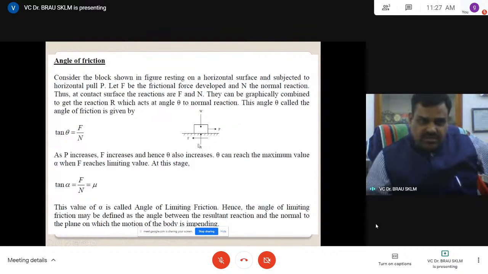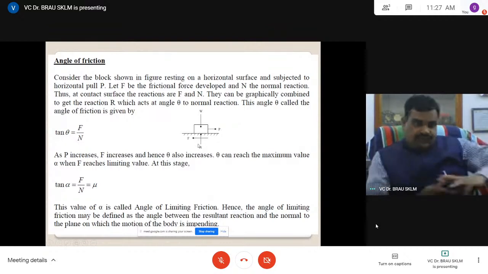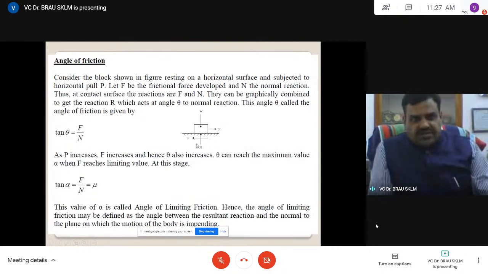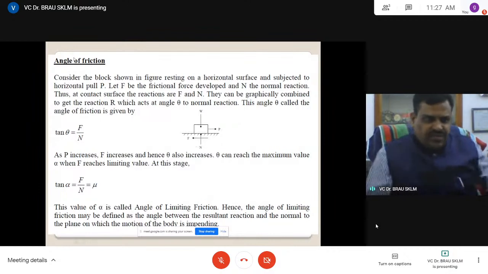Tan theta is with respect to the vertical. This is the resultant force direction. If this is theta, tan theta is equal to the frictional force divided by the normal reaction, opposite side by adjacent side. So tan theta is F by N. This angle theta is called the angle of friction. As you increase the P value, that is the external force, F also increases, hence theta also increases.